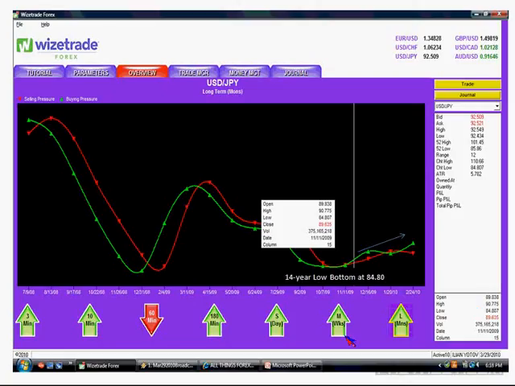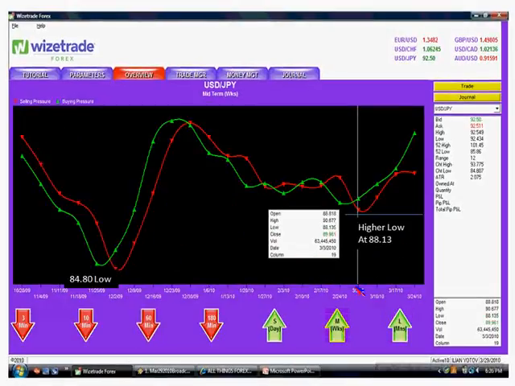Now, the Japanese yen: the dollar against the Japanese yen currency pair has found a bottom recently at a 14-year low, which is 84.80 yen. If you tuned into the webinar last week, you have probably noticed that we discussed that the dollar against the Japanese yen, despite its weakening after reaching the 84.80 yen low and then bouncing higher, saw a higher low reached in March of 2010 at 88.13 yen.